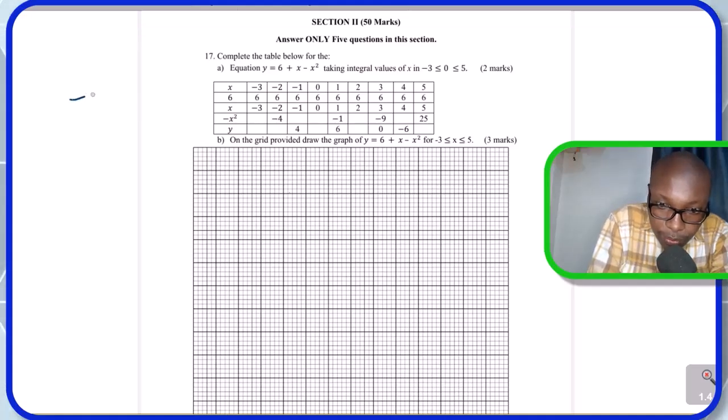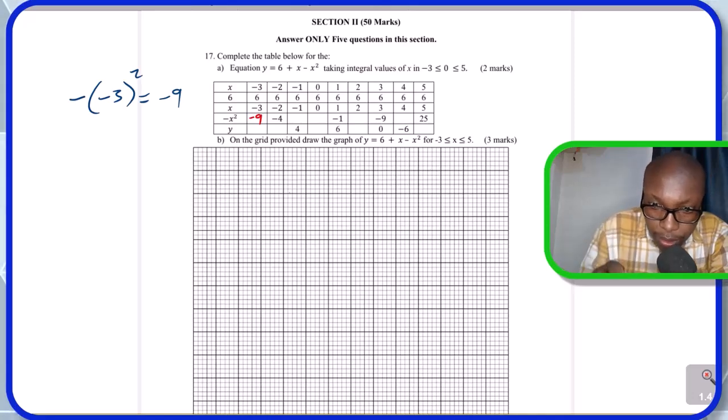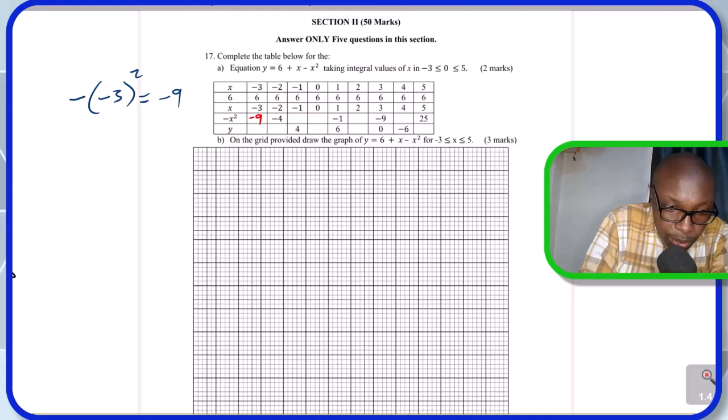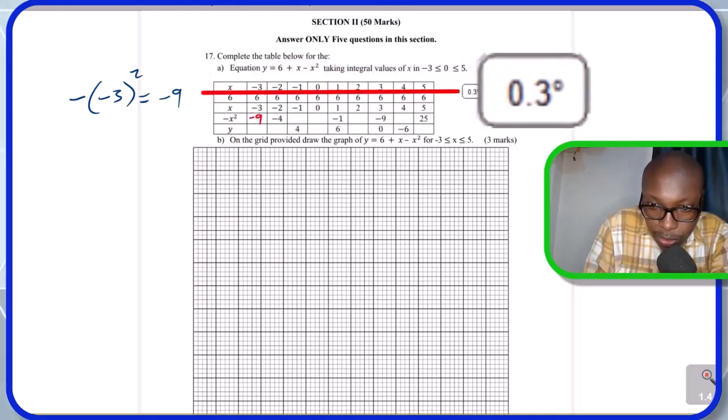Then x is, just writing this one as the first one for clarity as we move on. When x is -3 and you want to take -x squared, that is how you do it, and this will give -9. So here we have -9, and then we can fill this. So 6, so we are adding. I'll put a boundary there so that you don't get confused where we're adding from.